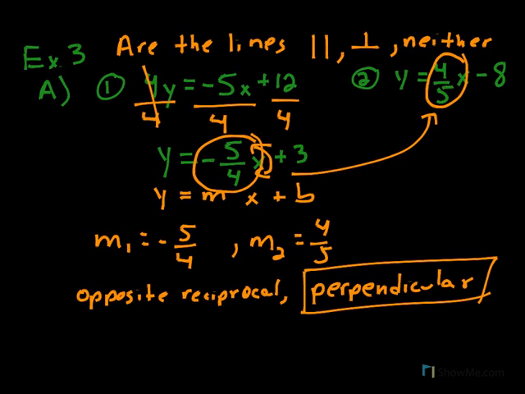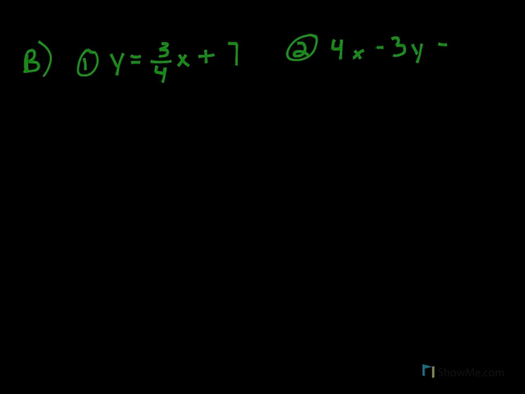All right, let's do part B. Example B. The first equation is going to be y equals 3 over 4x plus 7. And then the second equation that I'm going to give you is 4x minus 3y equals 9. And I ask the same question: are these parallel, perpendicular, or neither?